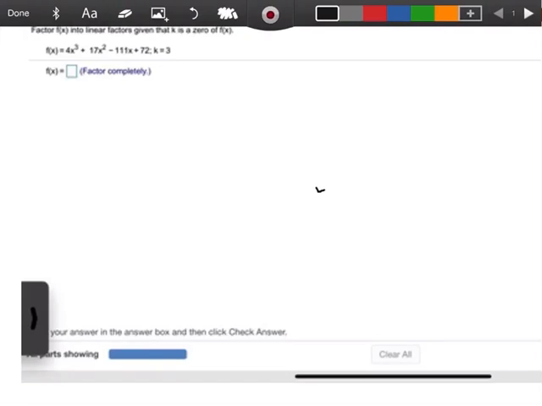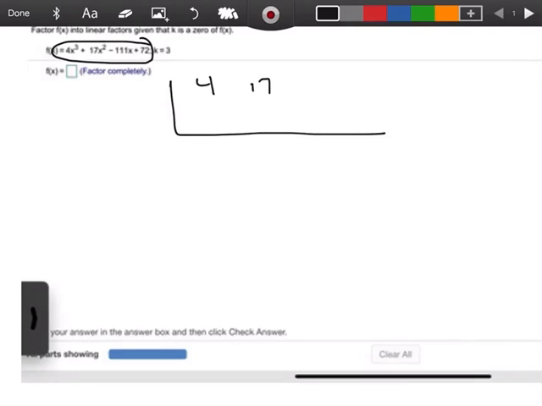Okay, so let's take a look here. Our function f of x is 4x to the third plus 7x squared minus 111x plus 72. Remember, the first thing we're going to do is use synthetic division. And I'm going to write the coefficients of this polynomial. So we have 4, 7, negative 111, and 72.